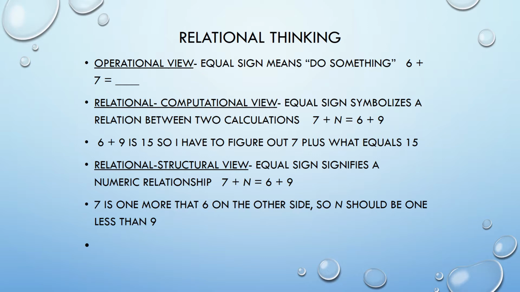Now, the last relational view is the structural view, and that's where the equal sign brings to a child's mind that there's a numeric relationship. So if we look at the problem again, 7 plus n equals 6 plus 9, they realize that 7 is 1 more than 6 on the left side, so n should be 1 less than 9 to balance that out. And then they could figure out that numbers do have numeric relationships.